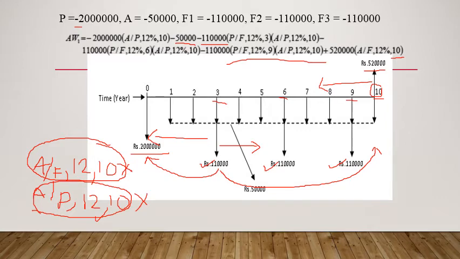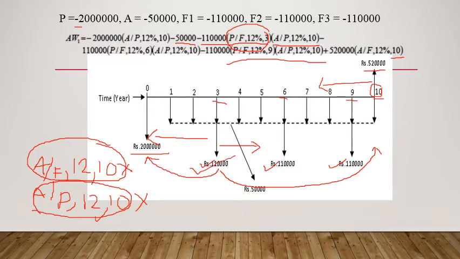So from t is equal to 3, it came to t is equal to 0 by using the factor P by F comma 12 comma 3. And then I use the factor A by P comma 12 comma 10. Now it is acceptable because this particular factor will pull this 1,10,000 to P at t is equal to 0. It has come to one end now. Once it reaches the end, then A by P is applicable. So I applied A by P comma 12 comma 10 without any problem. So this is done.